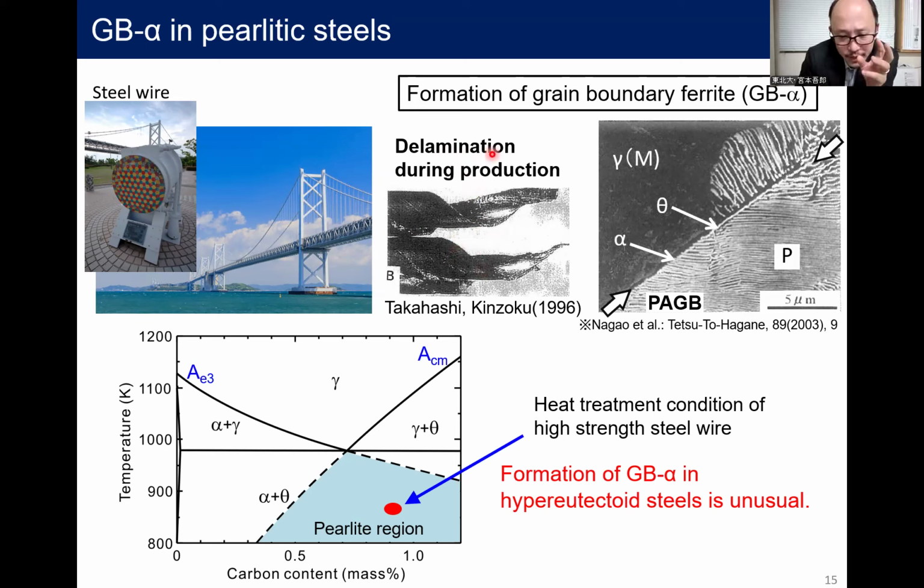And one of the reasons for this delamination is the formation of grain boundary ferrite in the pearlitic structure. Ferrite is, of course, a soft phase, and pearlite is a hard phase. So during drawing, strain is accumulated in the grain boundary ferrite, which causes failure during drawing. But formation of grain boundary ferrite in hypereutectoid steel is quite unusual. So we analyzed what happens in the formation of grain boundary ferrite and pearlite.